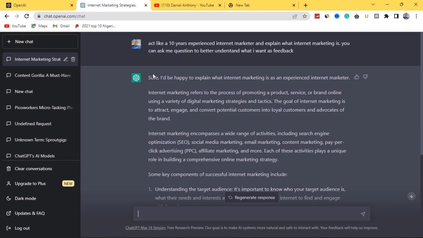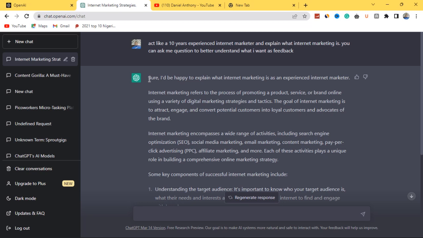As you can see, the first one was what is internet marketing? It just went on by giving us the direct explanation or definition of internet marketing. Now, we went on to initiating the prompt in an exemplary way by instructing it to even ask us questions if it wants to understand what we really want as feedback.